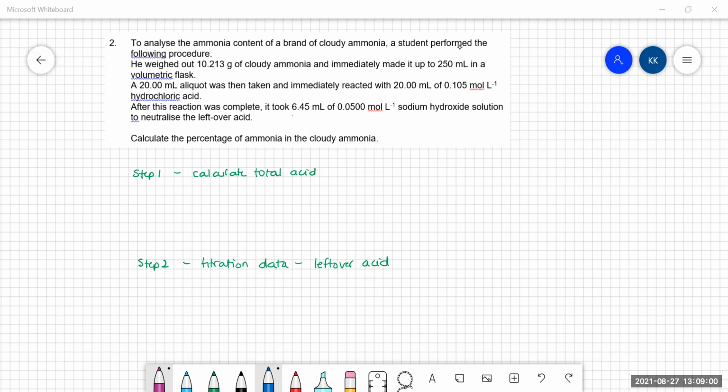So this is our total acid. So let's mark that in our question. So we have our 20 mL of 0.105 mole per litre hydrochloric acid. So that is our total acid. Then, after that reaction was complete, it took 6.45 mL of 0.0500 moles per litre sodium hydroxide solution to neutralise that. We can tell, it says after this reaction was complete, that immediately says that we're now looking at our titration data.